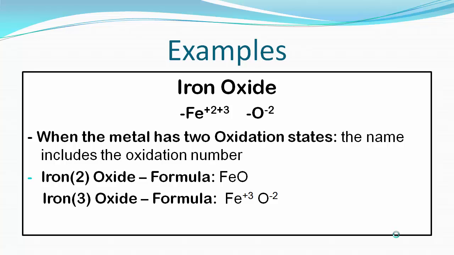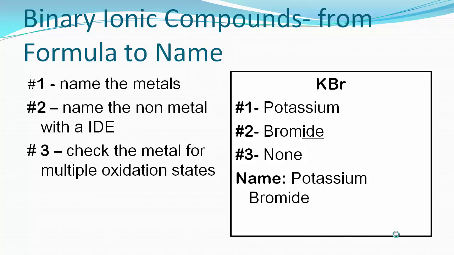But let's say we use the 3 one. So we're going to do Fe3 and O2. So we crisscross, and then we get the 2 on the Fe and the 3 on the O. So the answer is Fe2O3. That is the formula for iron 3 oxide, using this 3 from the oxidation state of iron. Now we have binary ionic compounds.